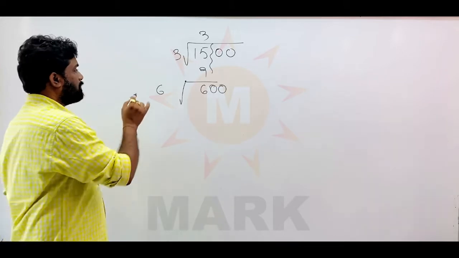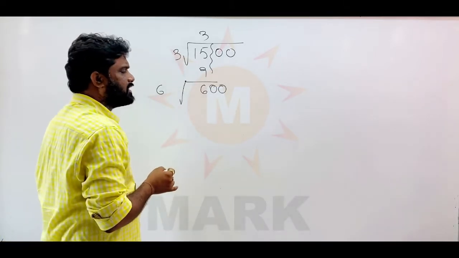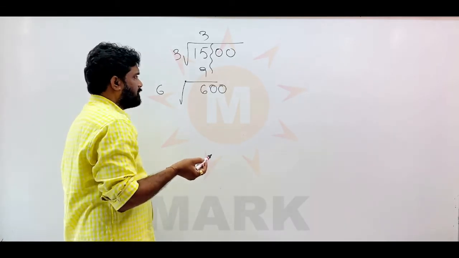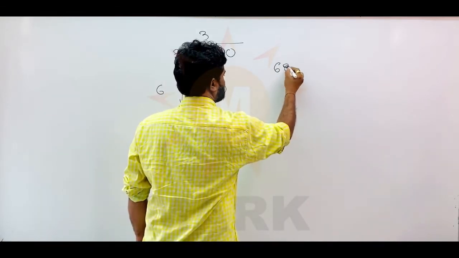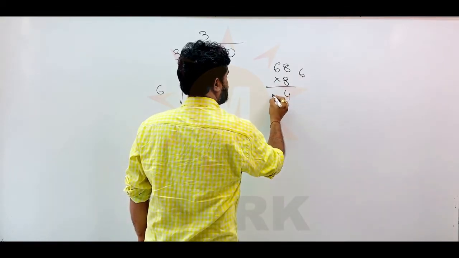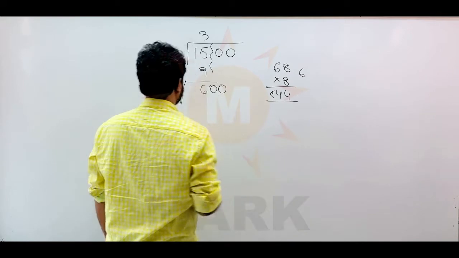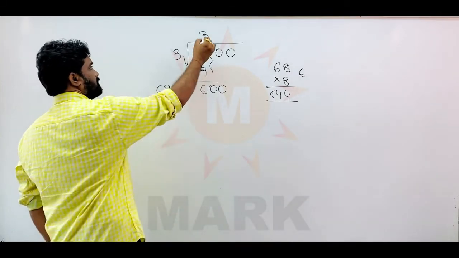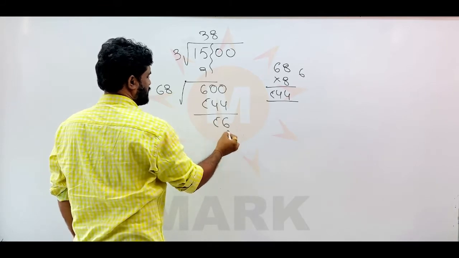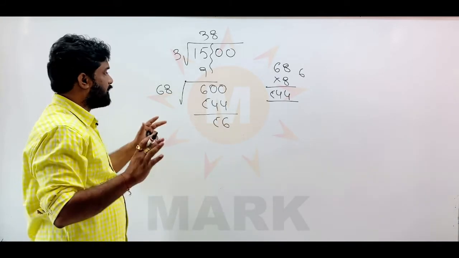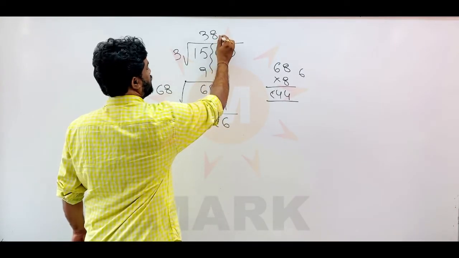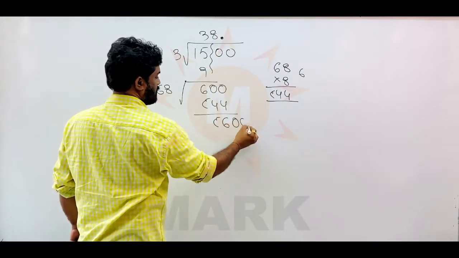By putting what number does it come close to this number? I think it can go up to 8, because 68 times 8, it is coming as 544. Let me check: 8 8s are 64, 6 8s are 48, 48 plus 6 is 54, so 544. Subtracting, 56 is coming. Now we know definitely we are going to get some decimals. Put a point here, and 2 zeros are coming here.